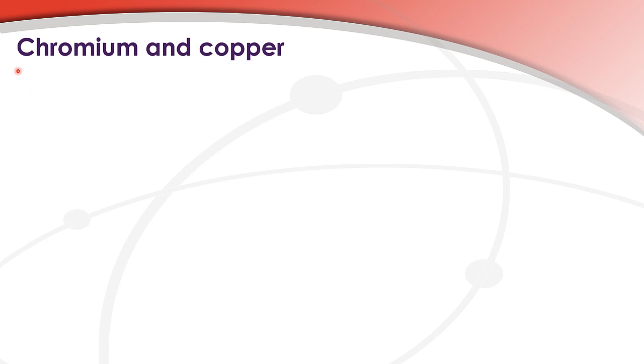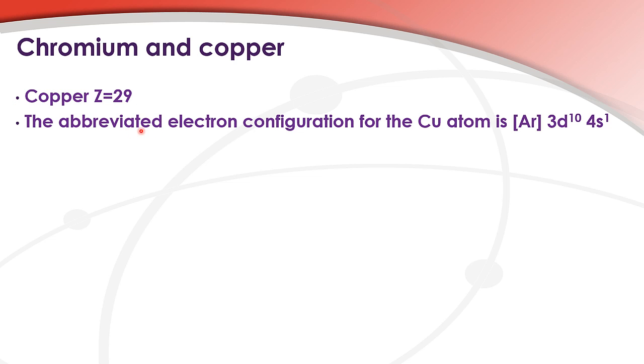Chromium and copper. The reason we're looking at these two elements is because these are exceptions to the normal pattern of orbital filling. So let's start with copper, atomic number 29. The abbreviated electron configuration for the copper atom is square brackets Ar, the electron configuration of argon, 3d10, 4s1.